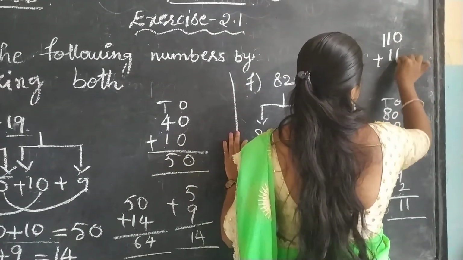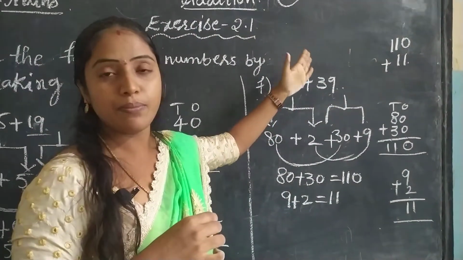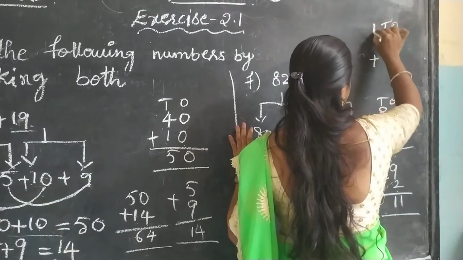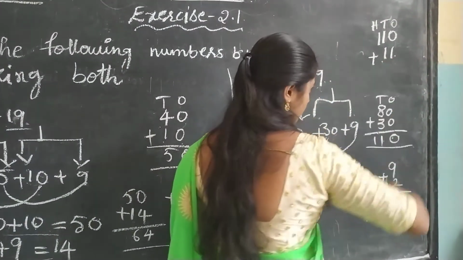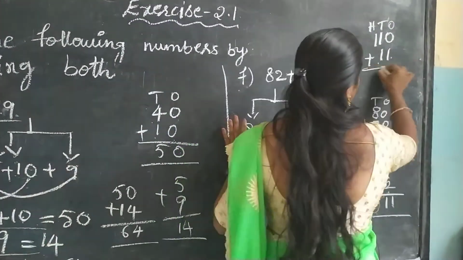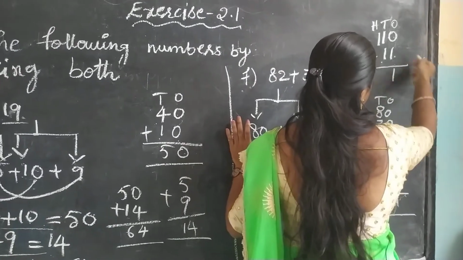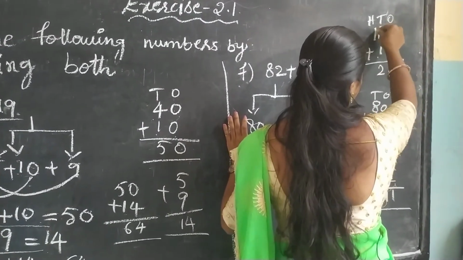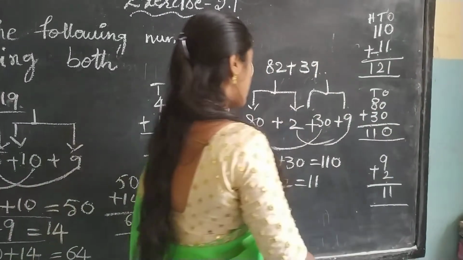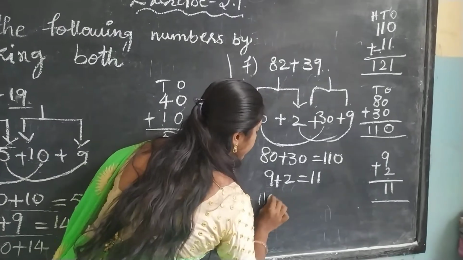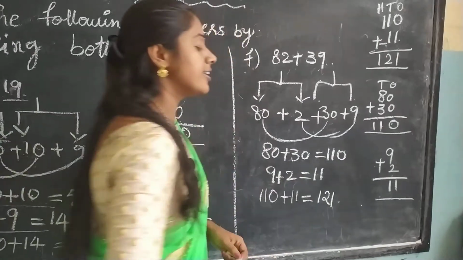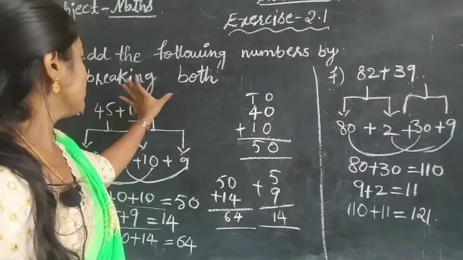110 plus 11. So in this you have to arrange place value wise. Okay. First ones place, tens place, 100 place. This 11 is 2 digit number. So ones and tens only you should arrange. Okay. So 0 plus 1, 1. 1 plus 1, 2. In 100 place, only 1 is there. Here nothing is there. So you should write as it is 1. So answer is how much? 110 plus 11 is equal to 121.